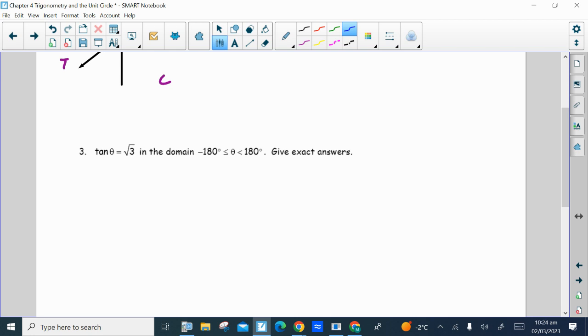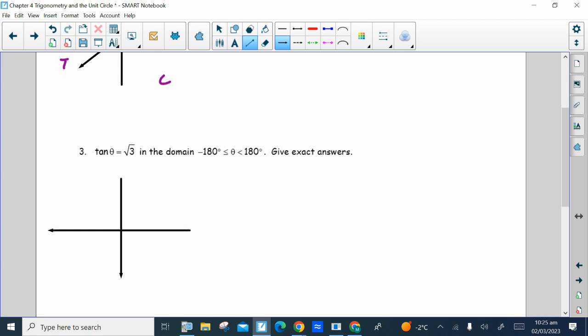Number 3 says, where is a tan of theta equal to positive root 3? And note the domain here is going from negative 180 to positive 180. But the tangent is positive. So again, that will tell us which quadrants we need to be in. The tangent is positive in either quadrant 1 or quadrant 3. And again, the reference angles will be the same in both of these quadrants. Once again, we are in degree mode.